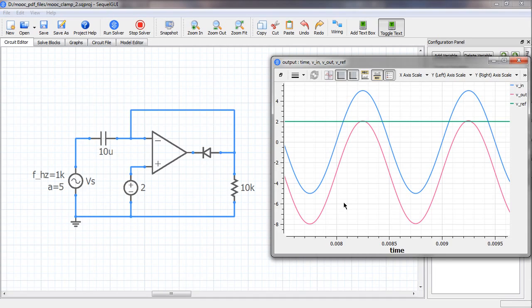Here are the plots. This is the input voltage. It has an amplitude of 5 volts. So it varies between minus 5 volts and plus 5 volts. That is our VR equal to plus 2 volts. And the red graph is the output voltage. And as we expect, it has been shifted downward, and it has got clamped at VR, that is 2 volts.